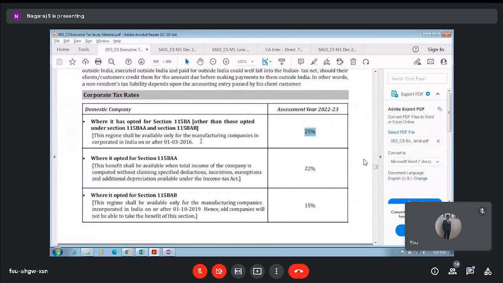Then there is one 25% tax rate. To whom is it applicable? It is applicable only to manufacturing companies. Do you remember that one? Yes. Okay, only for manufacturing companies it is applicable, 25%. To whom will the 22% tax rate be applicable? Domestic company exercising option under 115BAA. It is applicable to them. To whom will the 15% tax rate be applicable?